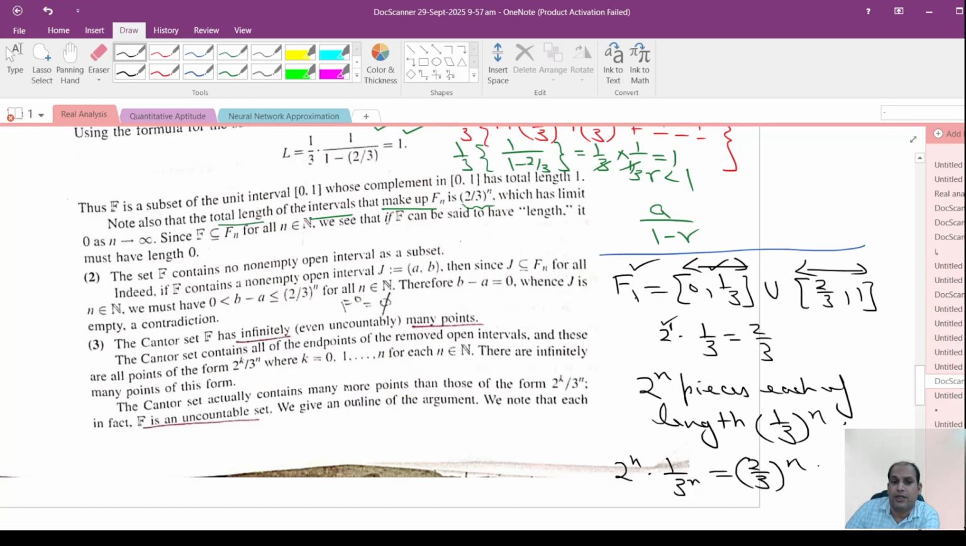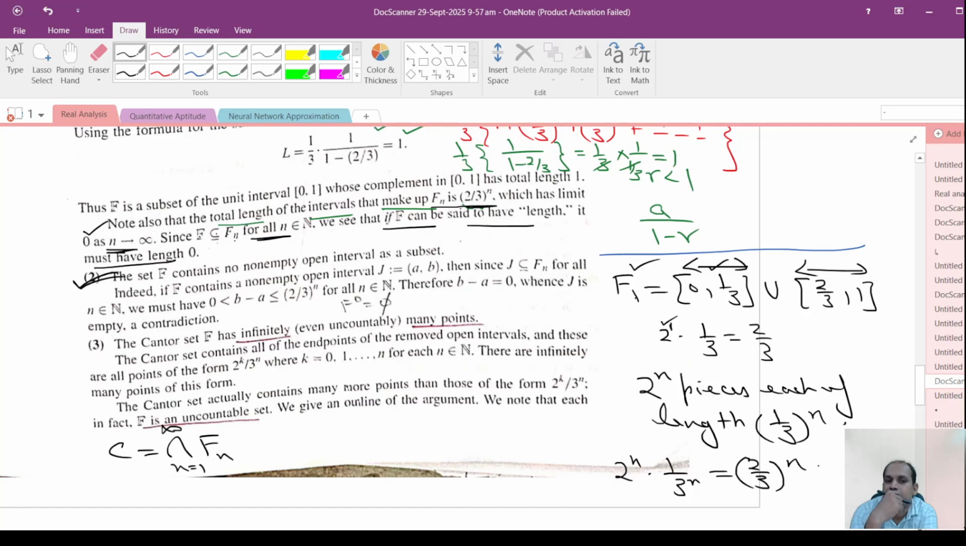So, the length of the Cantor set up to Fn is (2 by 3) to the power n, but the Cantor set C is formed by the intersection of all such Fn for n equal to 1 to infinity. This means the length is tending to 0. As n tends to infinity, the length of the Cantor set tends to 0, and since the Cantor set is a subset of all F1, F2, Fn for all n in N, we see that if F can be said to have length, it must have length 0. Now, this property number 2 is very important.